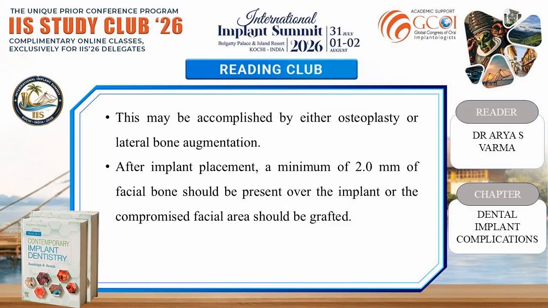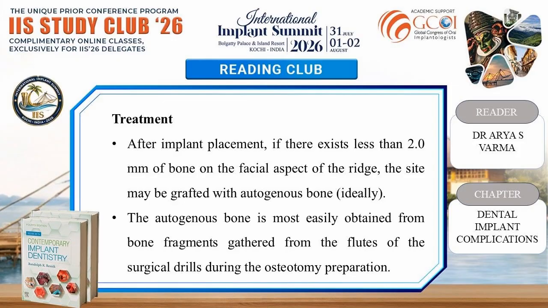This may be accomplished by either osteoplasty or lateral bone augmentation. After implant placement, a minimum of 2 mm of facial bone should be present over the implant or the compromised facial area should be grafted. Treatment. After implant placement, if there exists less than 2 mm of bone on the facial aspect of the ridge, the site may be grafted with autogenous bone ideally.